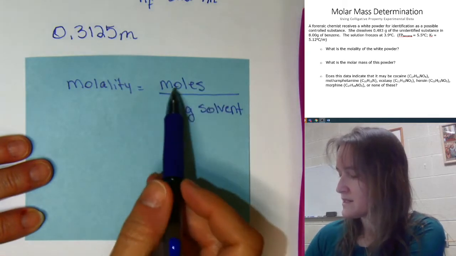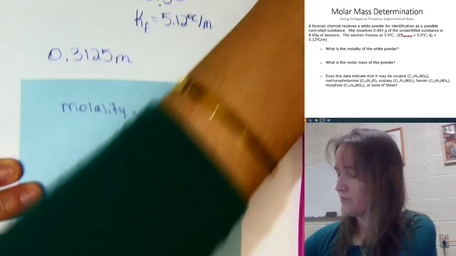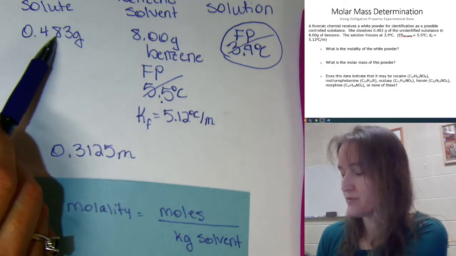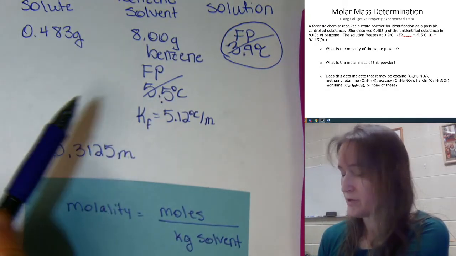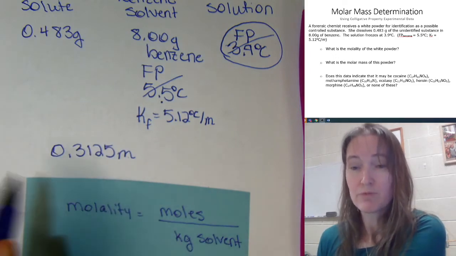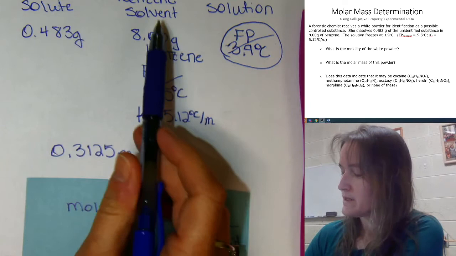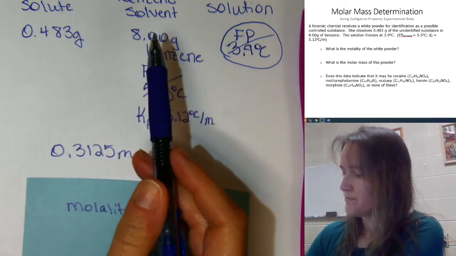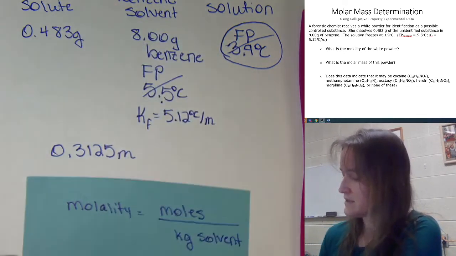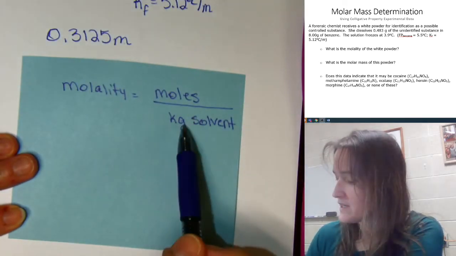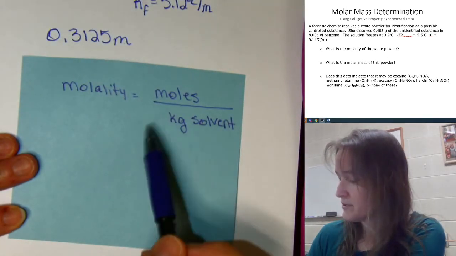Moles of substance, I do not know that. So here's what I do know. I know that I have 0.483 grams, but I don't know how many moles that is. And so I don't know moles. I also know that I have 8 grams of benzene. Well, benzene is my solvent. And so if we look at the definition here, kilograms of solvent is the bottom number.